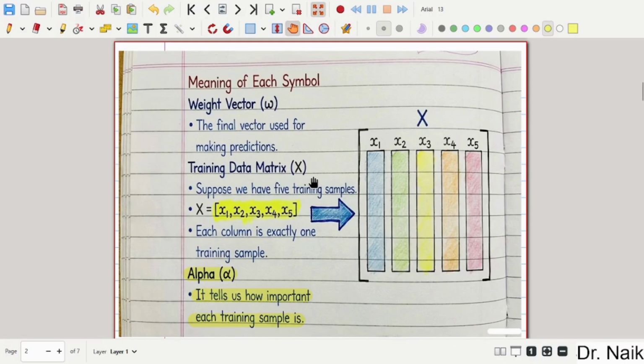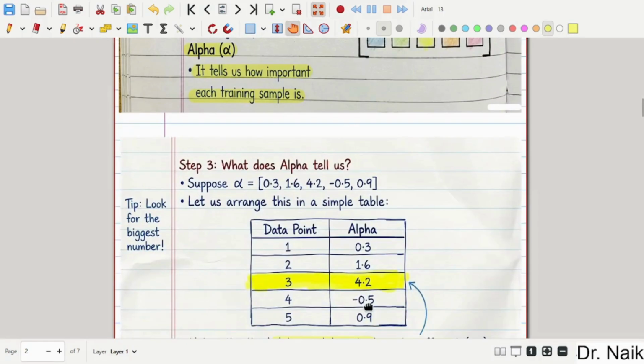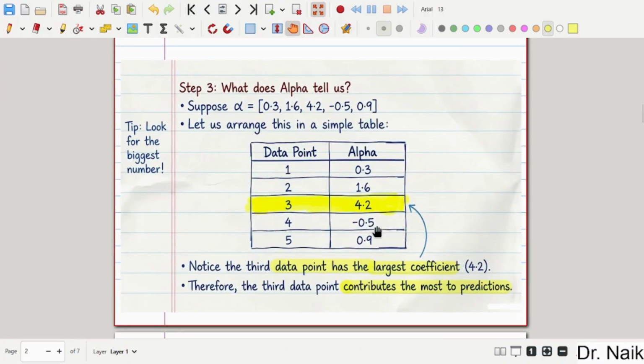The training data matrix capital X: suppose we have 5 training samples. X is a row of x1, x2, x3, x4, x5 entries. That is, each column is exactly one training sample: x1 is one training sample, x2 is another, and x5 is another. Now alpha tells us how important each training sample is. Suppose alpha is given as a row vector with entries 0.3, 1.6, 4.2, minus 0.5 and 0.9.